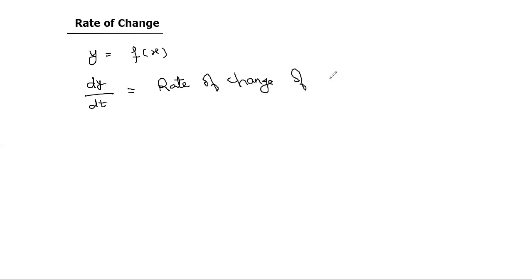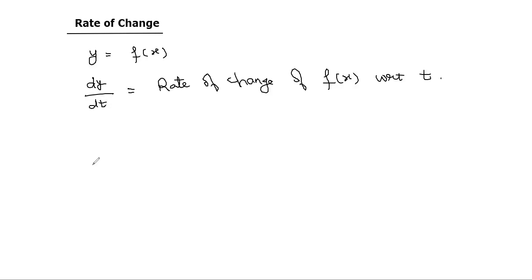You should know that derivative is always rate of change. So when there is a function y equals f(x), then dy by dt represents the rate of change of this function f(x) with respect to t. This can be useful for finding a lot of things, and it has extensive application in differentiation.